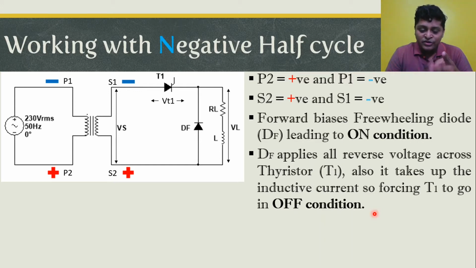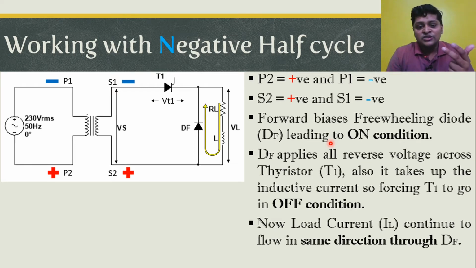So as the freewheeling diode is in forward bias condition, it does two things. First, it applies a heavy reverse voltage across the SCR because we are in the negative half cycle. Second, it takes up all the inductive charges which are flowing through the SCR through itself, and because of that, it reduces the current flowing through the SCR below the holding current value. So naturally, it forces the SCR to go in off condition. Now, as we understand with the inductive effect, the current continues to flow in the same direction, but now the current continues to flow from RL through the freewheeling diode and through RL again. So through that, all the charges will be removed.